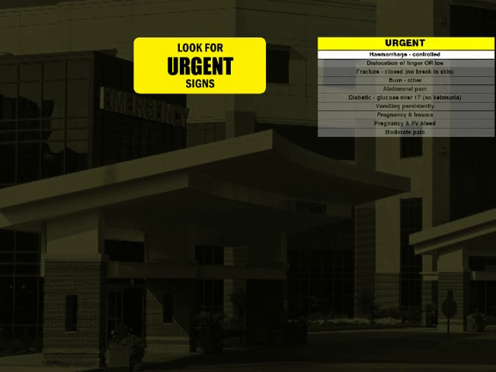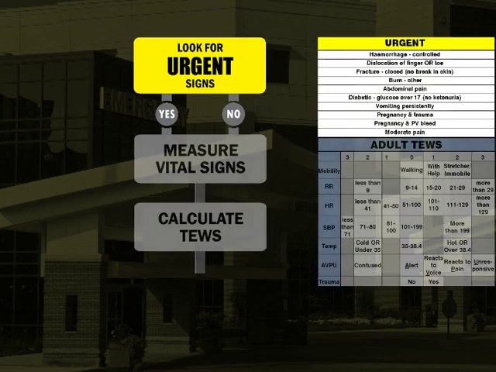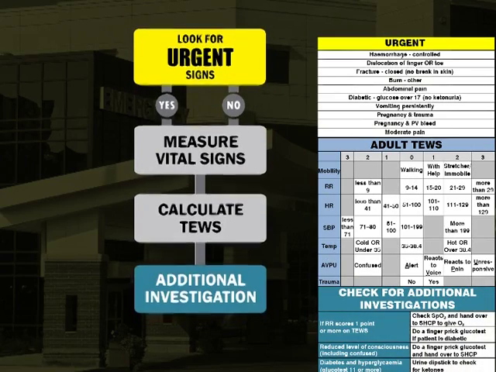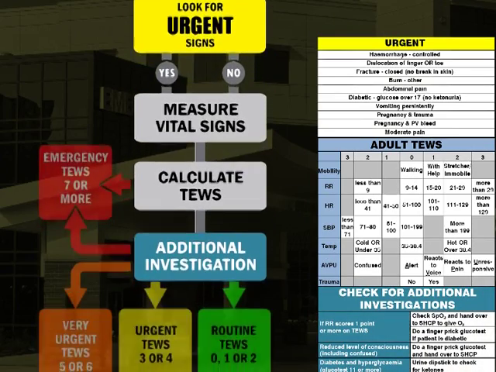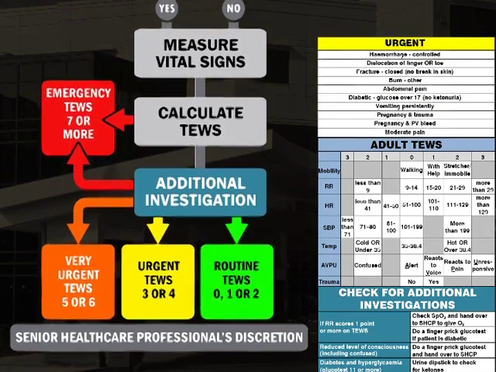In summary, once an urgent clinical sign has been identified, continue with the twos calculation, check for additional investigations, before assigning the final triage priority level. Then continue with additional tasks and hand over to the senior healthcare professional.